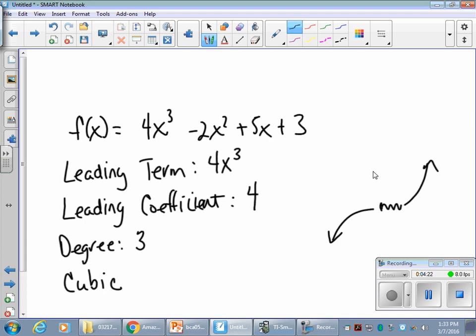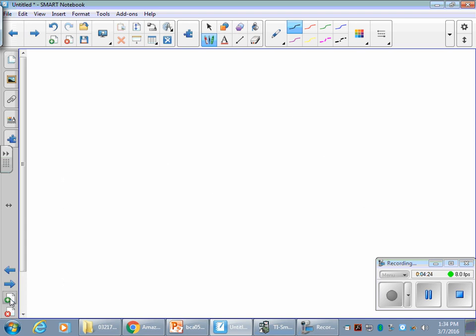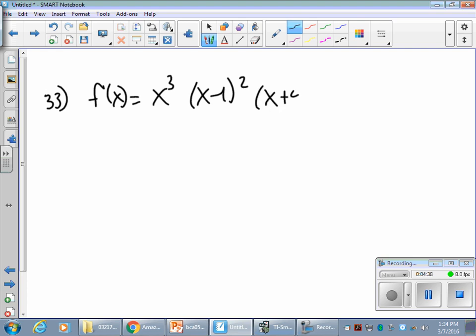The other thing that you had to do in 4.1 was find the zeros and their multiplicities. So let me give you an example of one. Problem 33 out of your textbook looks like a pretty good one. F of x equals x cubed times x minus 1 squared times x plus 4. These are the factors. X is a factor 3 times, x minus 1 is a factor twice, and x plus 4 is a factor once. There's not a number out here, so we understand it to be a once.